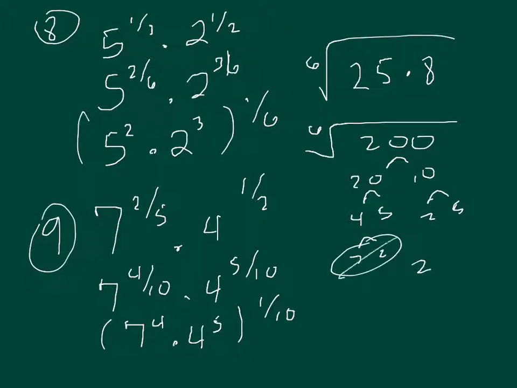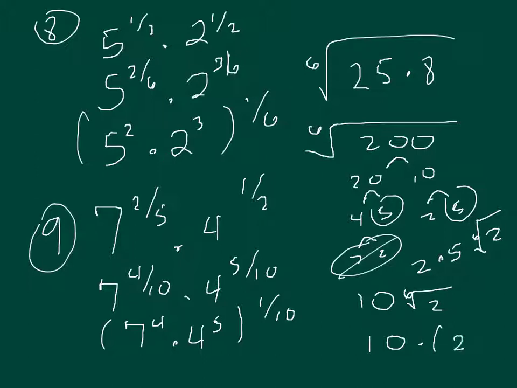A 2 comes out for that pair because it's basically the square root of 4. And then the square root of 25, or a pair of 5's, a 5 comes outside the radical for that. And you're left with a 2 underneath, but you're taking the 6th root. Remember that you have to leave it like that. So that's the same thing as 10 times the 6th root of 2. Or you can say 10 times, and if you wrote it in parentheses, it's the same thing as 2 to the 1/6.